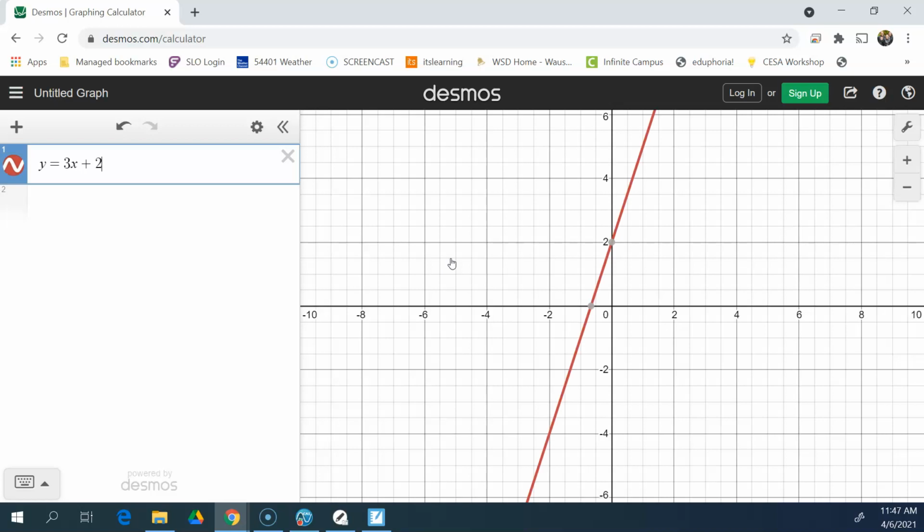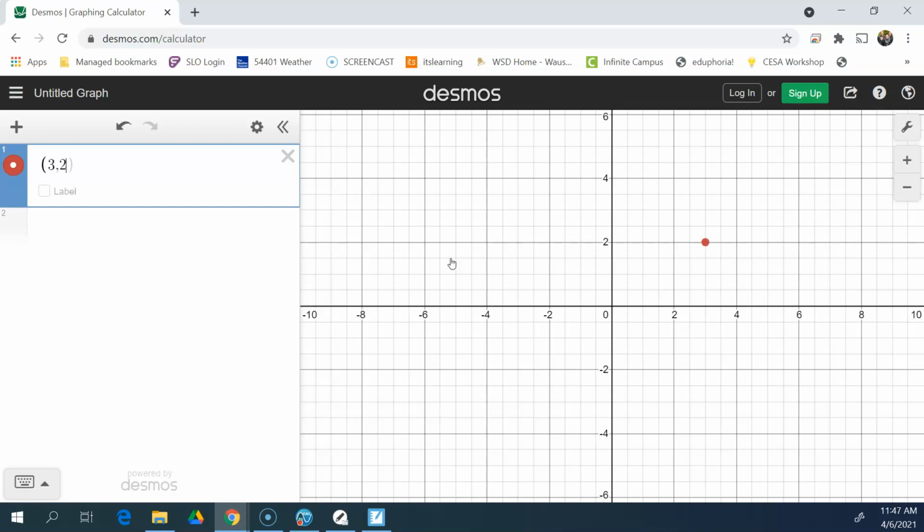I can type in an ordered pair, 3, 2, and it'll graph it for me. But there's no real way to do a parametric equation. But luckily, those designers at Desmos were smart, and they said, well, a parametric equation is kind of like an ordered pair. So if we can graph an ordered pair, we can graph a parametric.